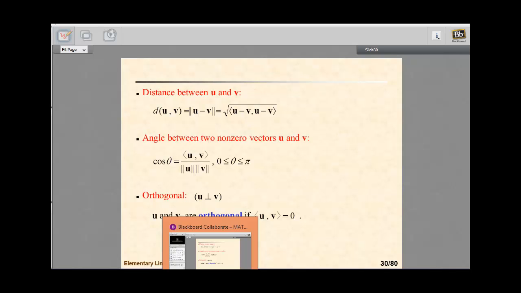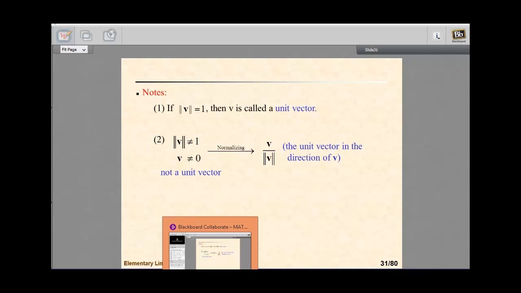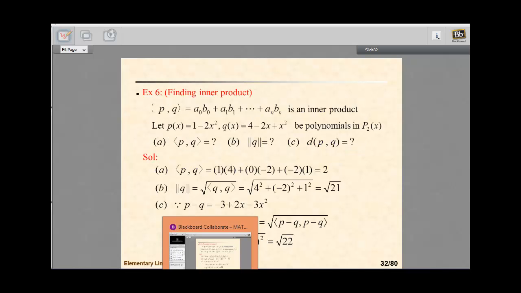These things we learned earlier. Orthogonal if and only if this value is equal to 0. These definitions we learned earlier, and this is also the unit vector we learned earlier.